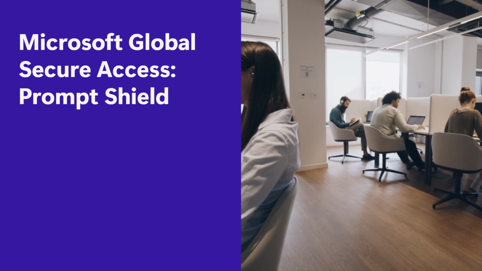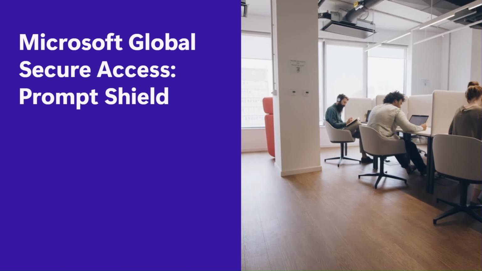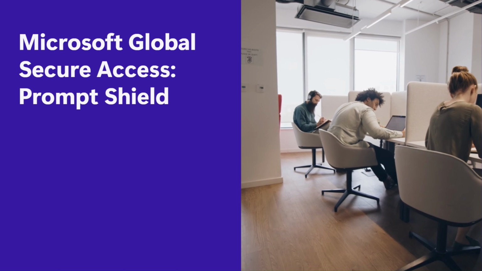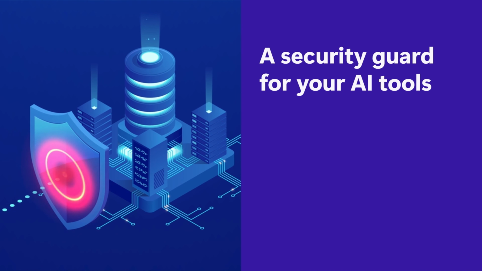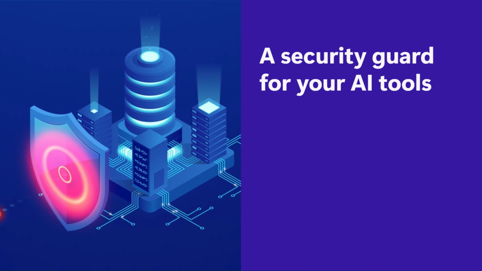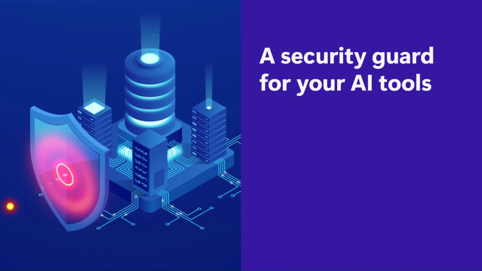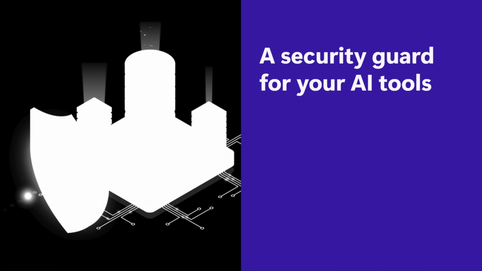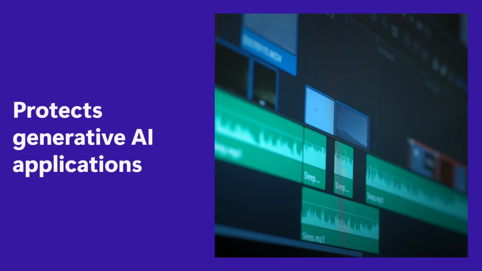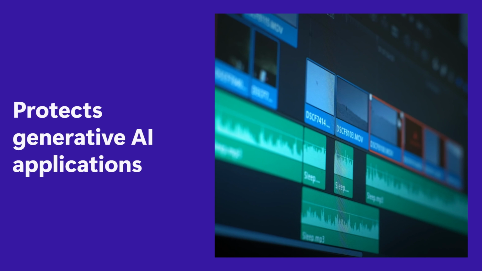Microsoft Global Secure Access introduces a new feature, Prompt Shield, designed to protect enterprise generative AI applications. What is Prompt Shield? Imagine it as a vigilant security guard stationed at the entrances of your AI tools, screening every request before it ever reaches the AI model. Prompt Shield is an advanced AI safety protection built to keep your organization secure when employees use tools like Copilot, ChatGPT, Gemini, Claude, and many others.